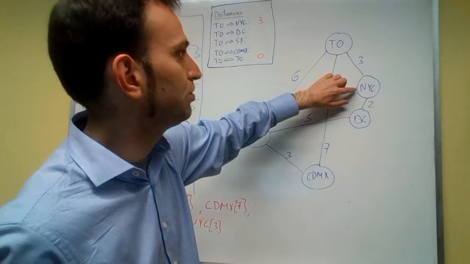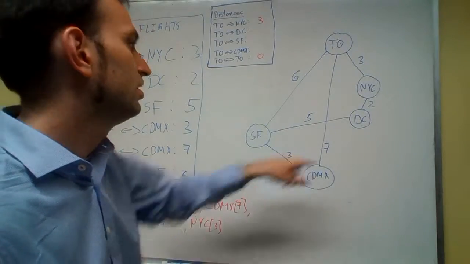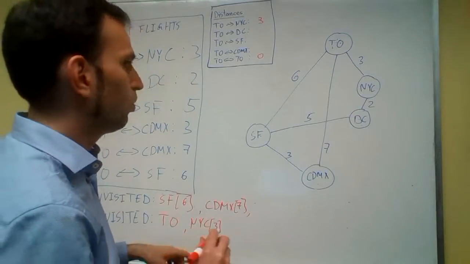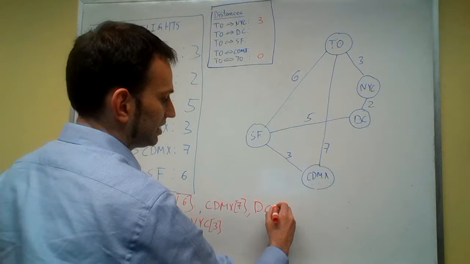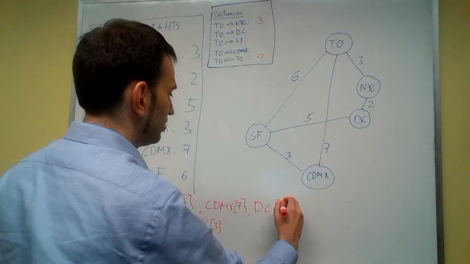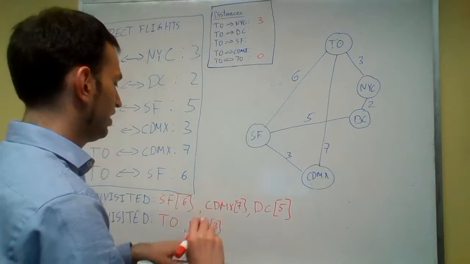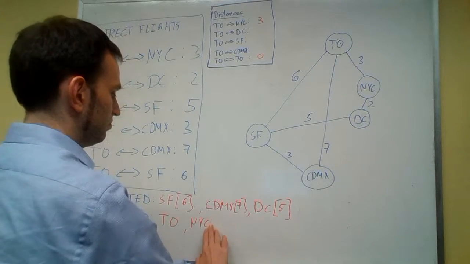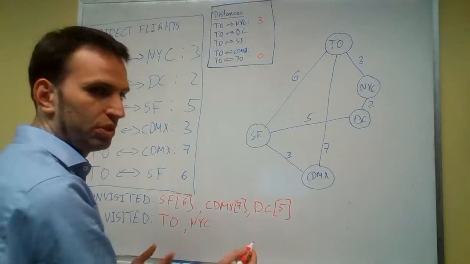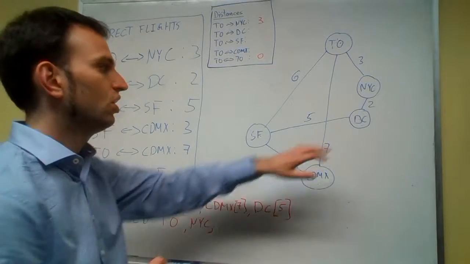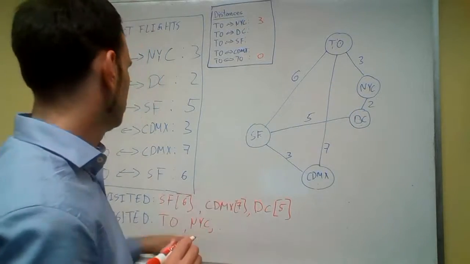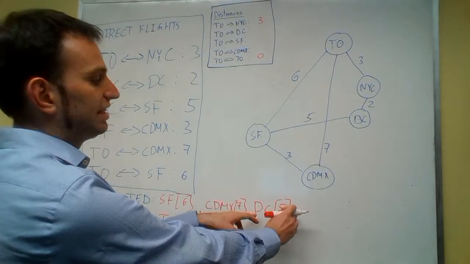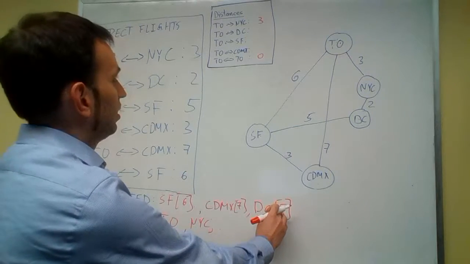So NYC has just 2 neighbors. TO is already on the visited list. DC is not. The distance between NYC and DC is 2. So we add DC here and say that the associated distance with it is 5. At this point, we can just forget about the 3 here. That's already settled. And we will not be using that anymore because we already added all the possible neighbors of NYC to the unvisited list. Next iteration.